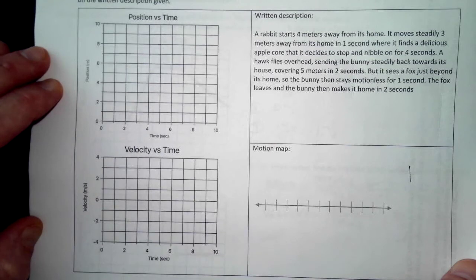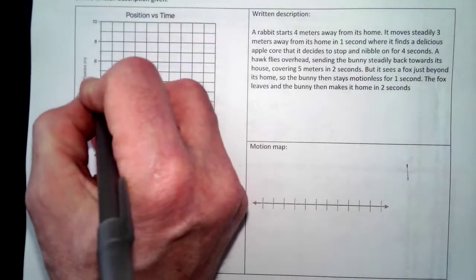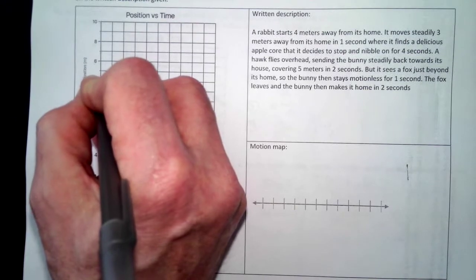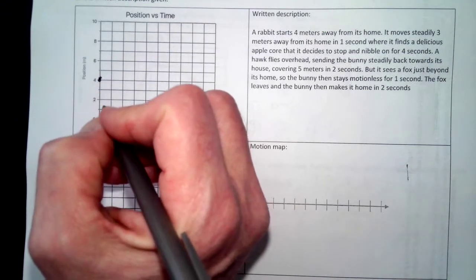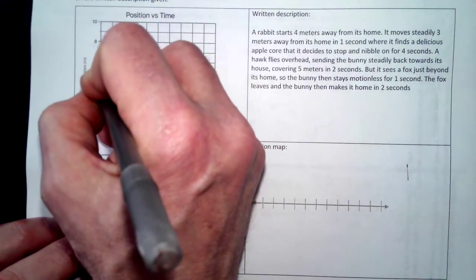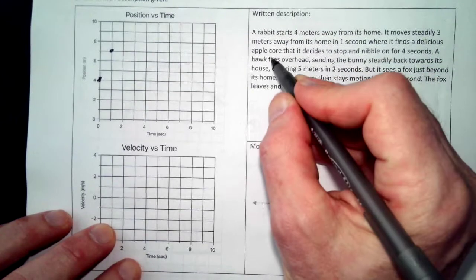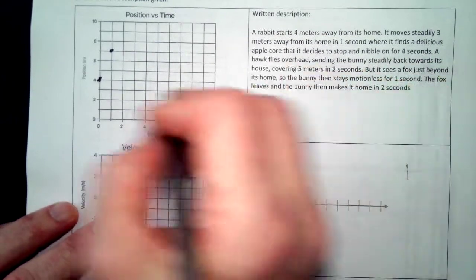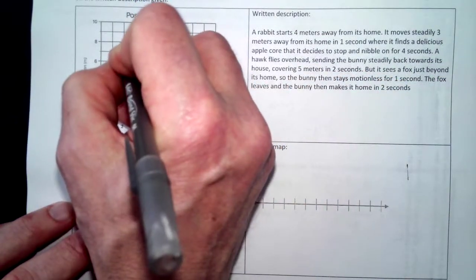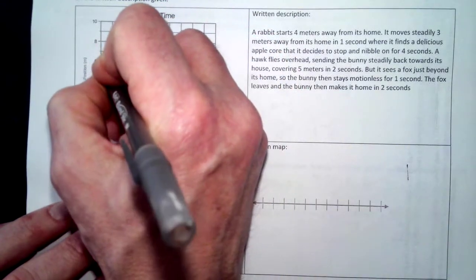You should be able to do this one. You start 4 meters away from your house. You move steadily 3 meters away from home in 1 second. So if I start at 4, I end up at 7. Find a delicious apple core. You stop and nibble on it for 4 seconds. So for 1, 2, 3, 4 seconds, I don't go anywhere.